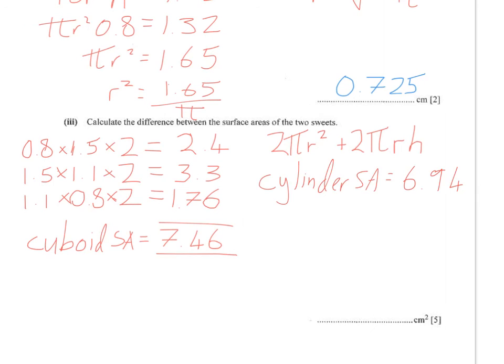So to finish that off, I need to do the 2 of them. 7.46 subtract 6.94, giving me an answer of 0.517 centimetres squared to 3 significant figures.